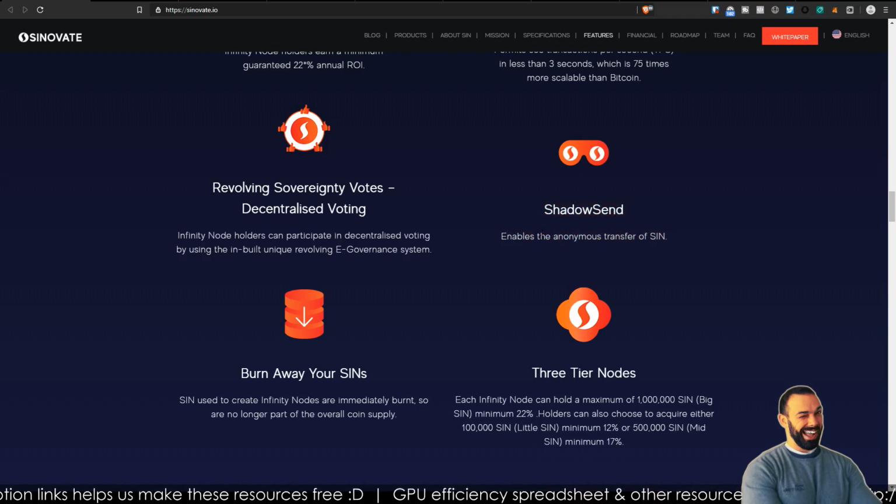Shadow Send, it looks like this enables the anonymous transfer of SIN. I believe it's just a built-in mixer on the desktop wallet or within the network that can be put into effect by using the desktop wallet and then telling it to start mixing. That's pretty cool. I wish more networks did that. Privacy by default, in my opinion, if you've paid any attention to the channel at all over the last 2 years, privacy by default is a pretty big deal.